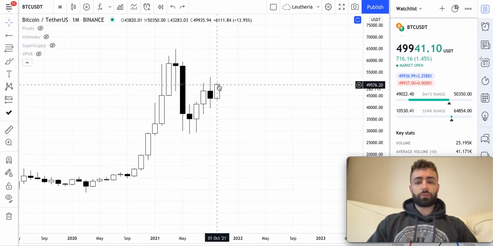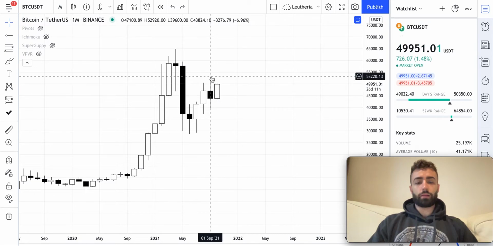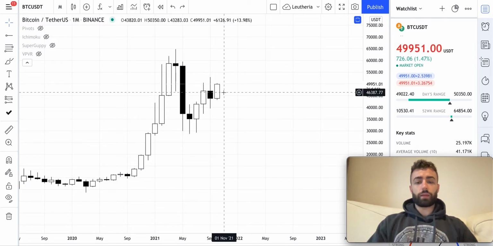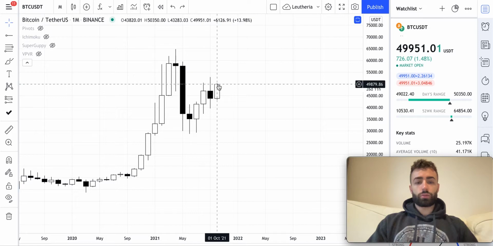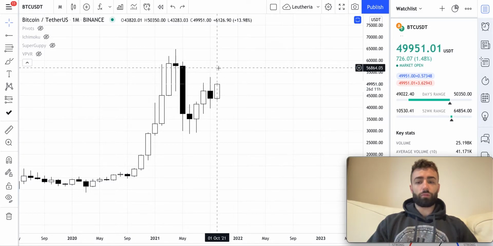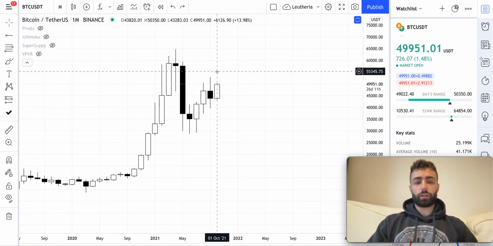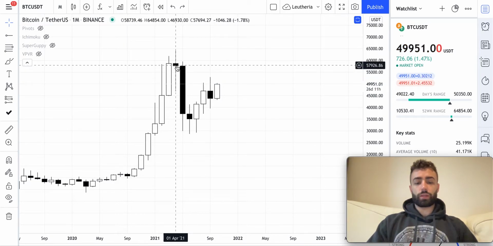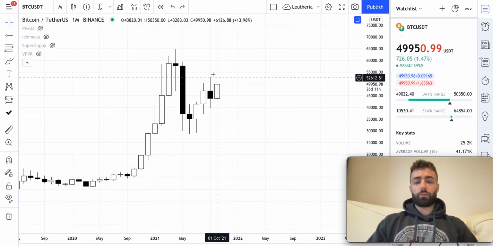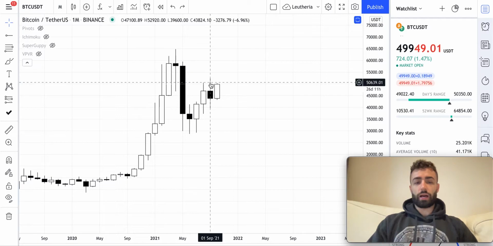So we'll see if we can get up higher than this wick in the coming days and weeks to potentially go a bit higher before forming our lower high. I still do think that we are going to form a lower high somewhere below this one here from April, right around 65K.